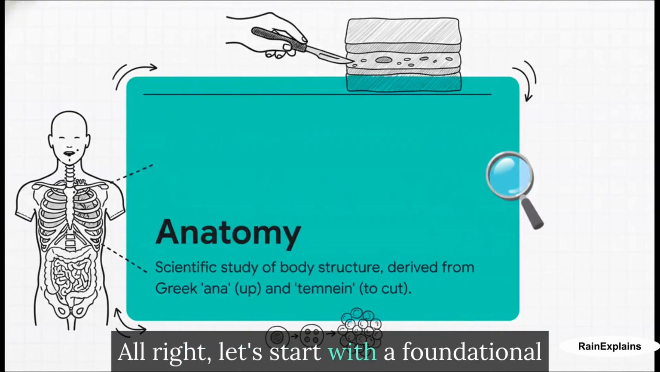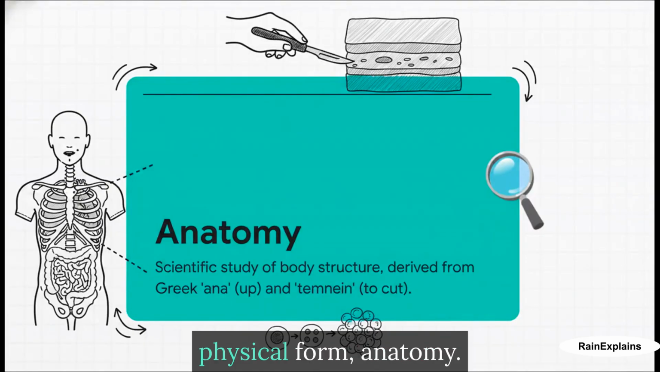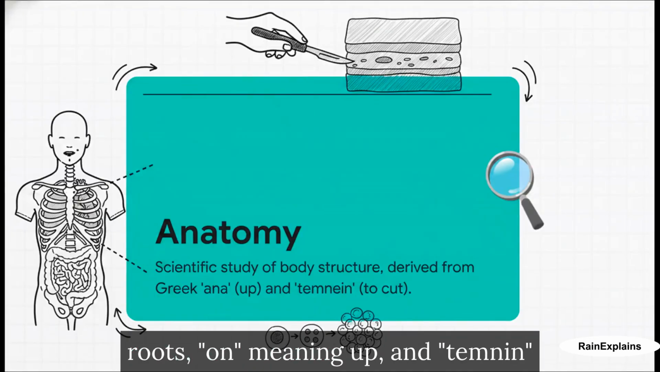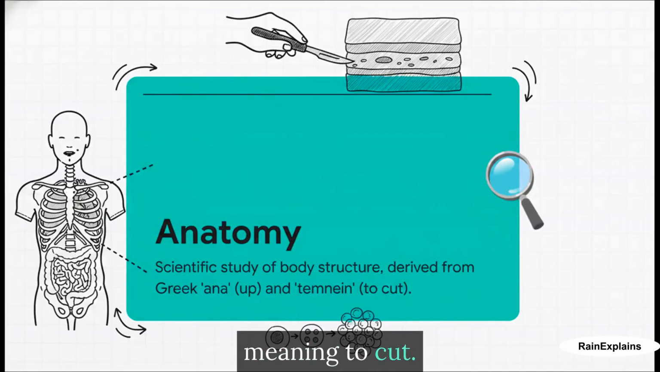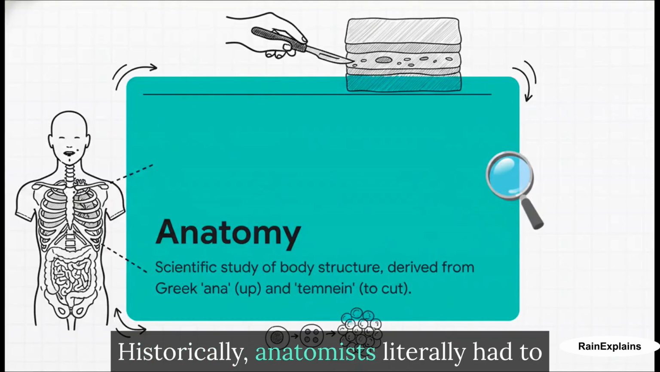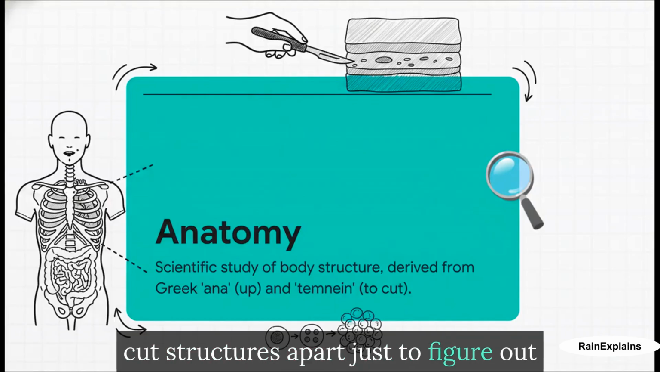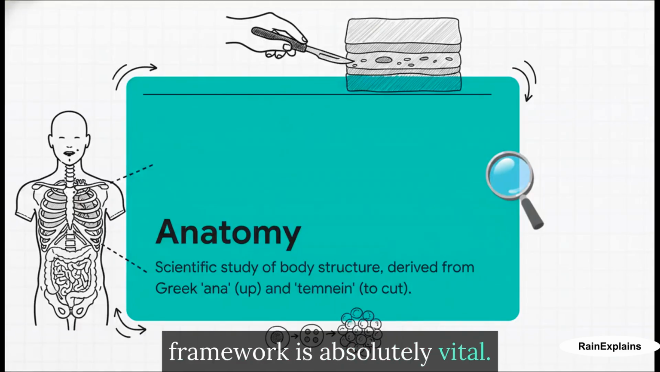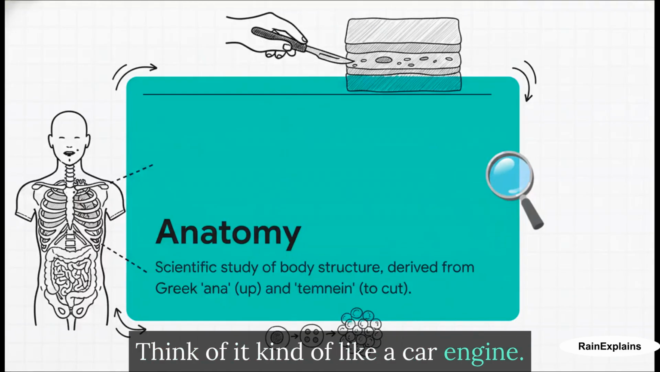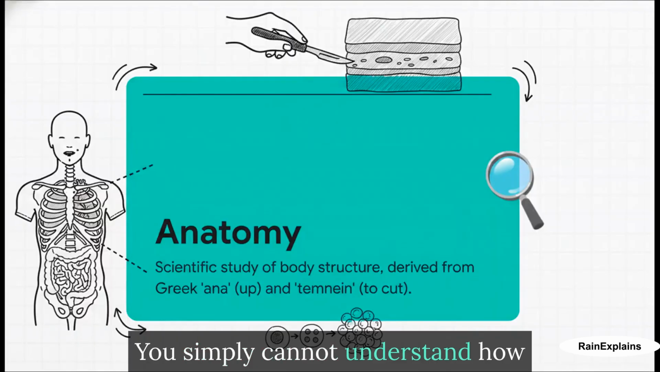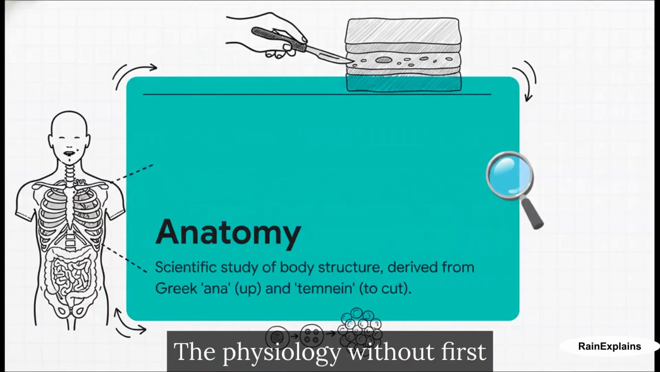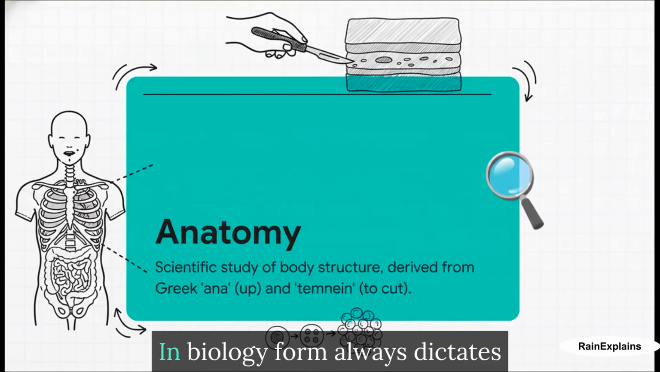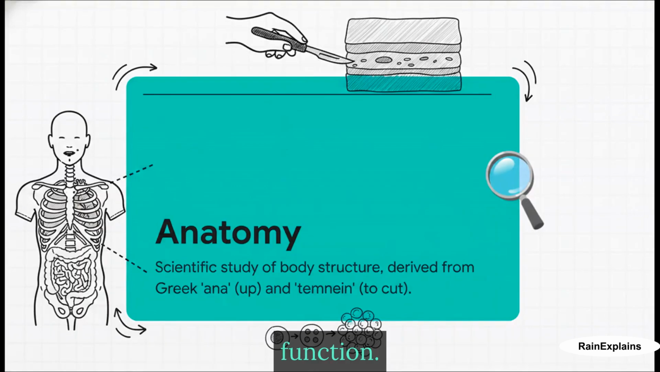All right, let's start with the foundational science that makes sense of our physical form, anatomy. The word itself comes from the Greek roots ana, meaning up, and temnein, meaning to cut. Historically, anatomists literally had to cut structures apart just to figure out how we were built. And honestly, this structural framework is absolutely vital. Think of it kind of like a car engine. You simply cannot understand how the engine works, the physiology, without first understanding what the parts are and where they go. That's the anatomy. In biology, form always dictates function.